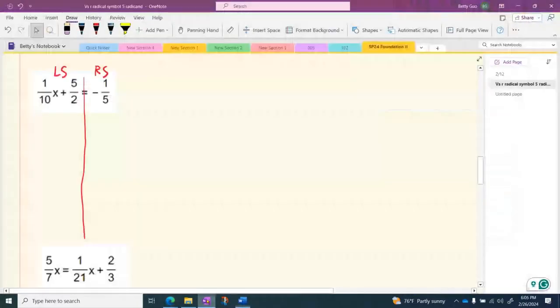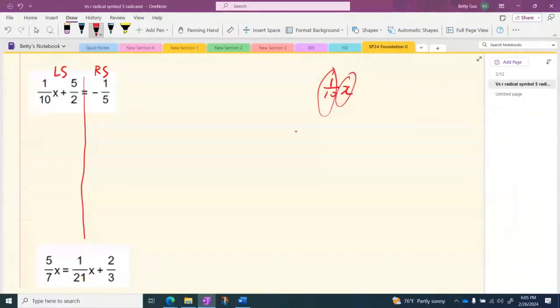The first term, on the left side, we have 2 terms, right? The first term is a variable term, with a numerical part or coefficient and the variable. And the second term is a constant term. On the right side, we also have a constant term, which is -1 over 5. So that's the structure of this equation.